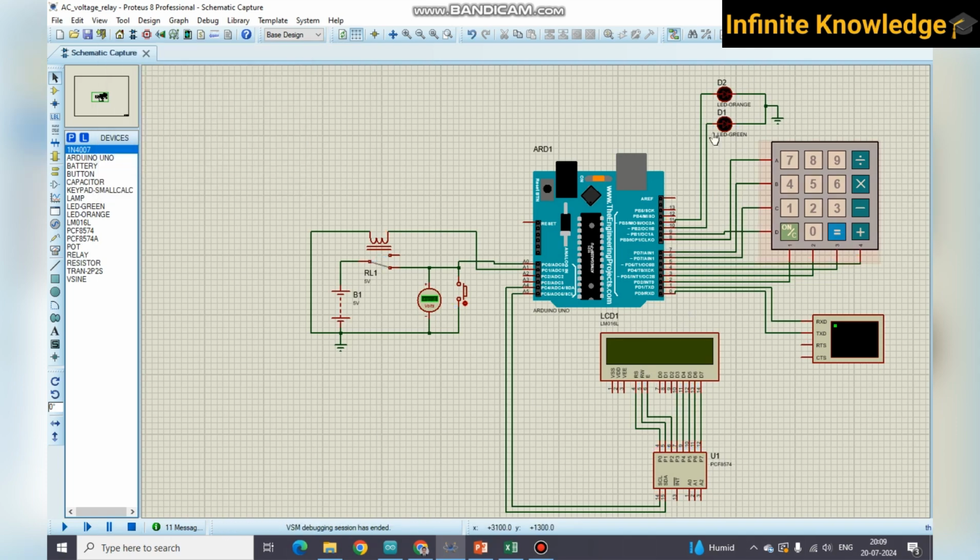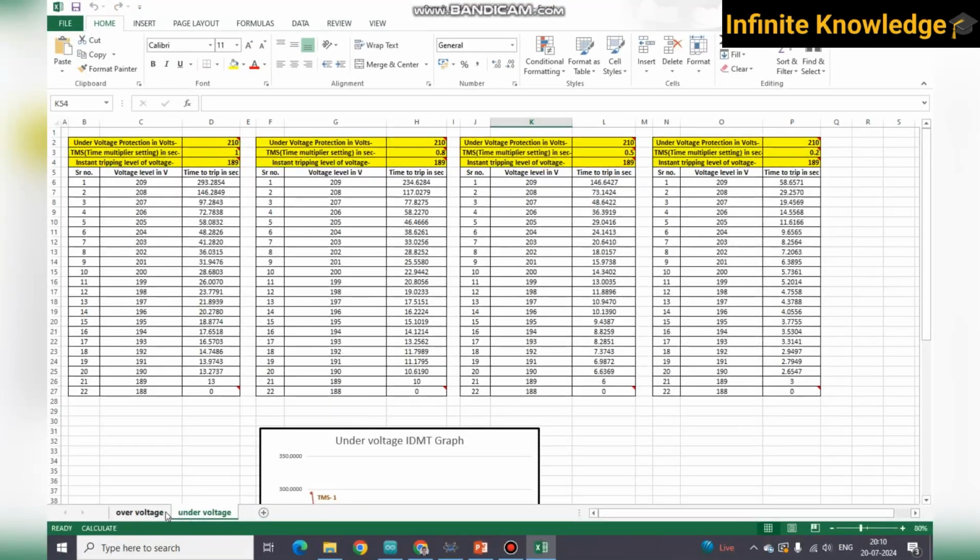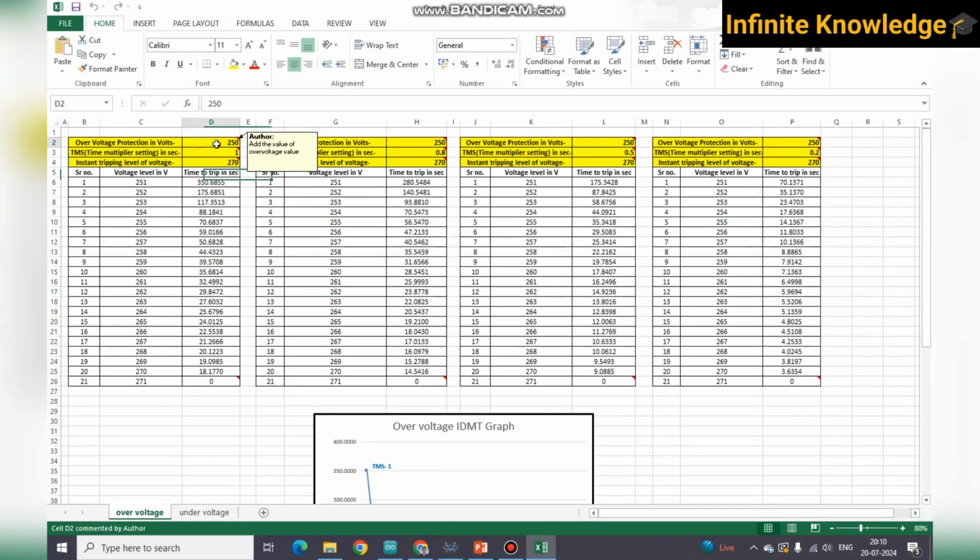So this is a basic understanding of why this over voltage tripping happens and how it works. For that you need to understand these Excel formulas. This is the Excel file that you will get in the description box. This is the voltage that we have added as the over voltage range, 250 volt. You can add any value here, and your calculation will change accordingly. If you want 500, you can add 500 also. You can add 260 also.